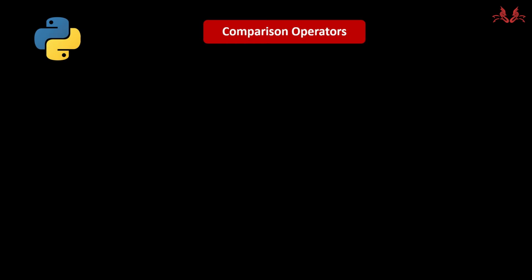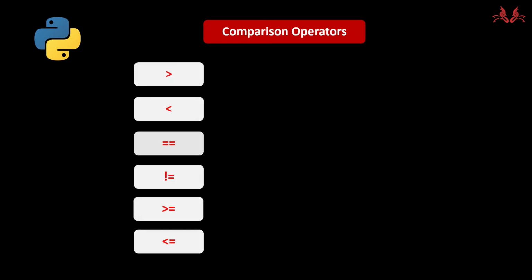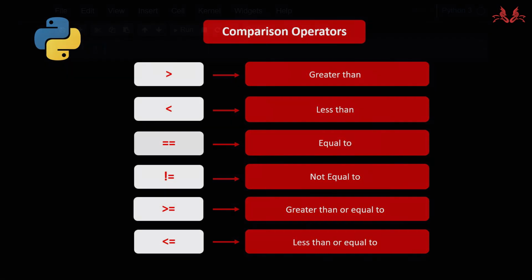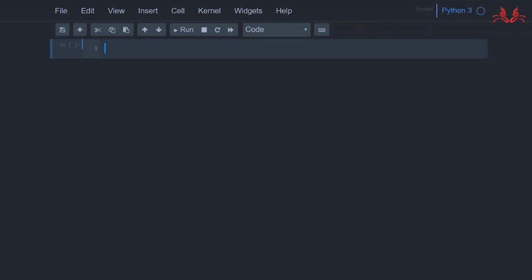Comparison operators are usually used in if conditions. And we can see the white blocks are the symbols of comparison operators. And the meanings include greater than, less than, equal to, and so on. Alright, let's demonstrate the comparison operators.